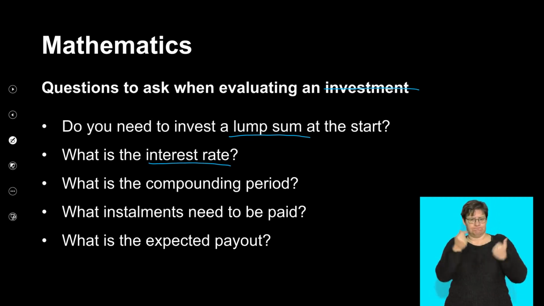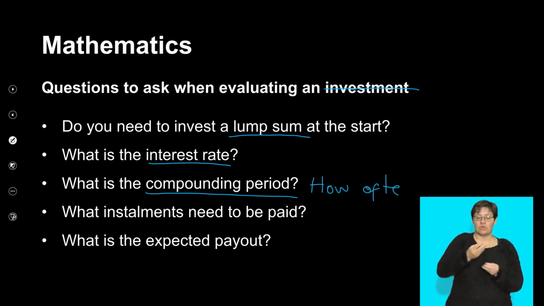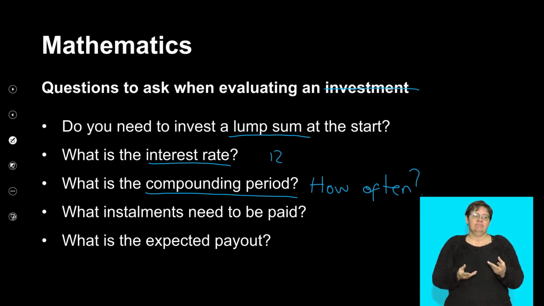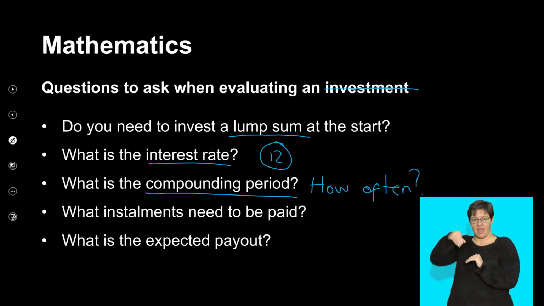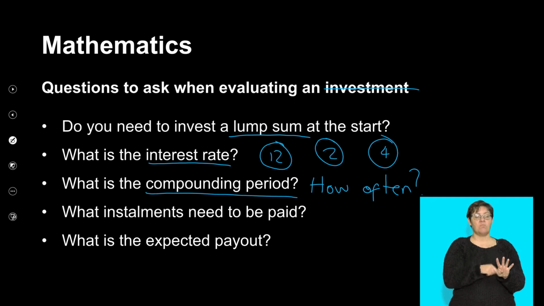And then you also need to know what is the compounding period. Remember, compounding period is about how often you get interest, right? How often. Meaning if I say compounded monthly, it means you get it on a month-to-month basis, right? 12 times in a year. If they say semi-annually, that means it's every 6 months, so it's twice a year. If they say quarterly, there are 4 quarters in a year, so that means it's 4 times a year.